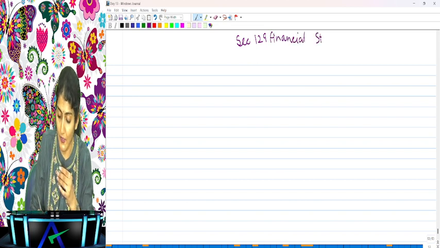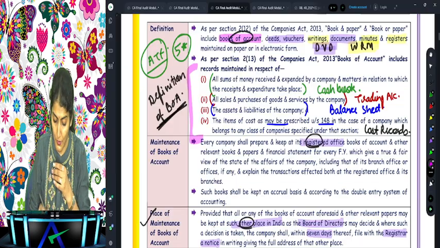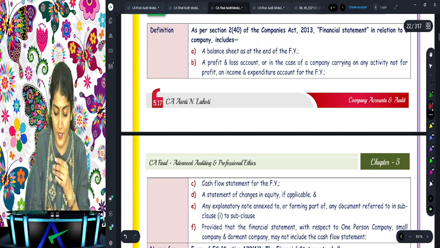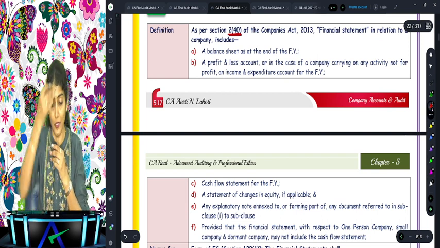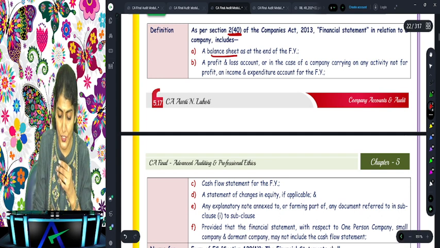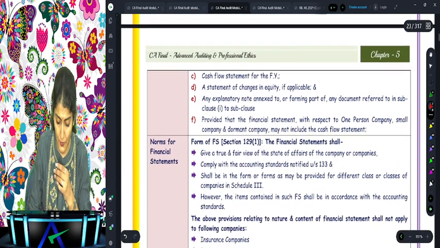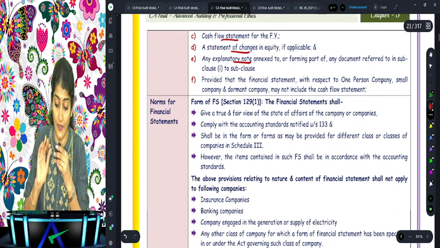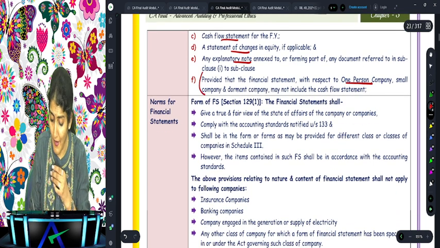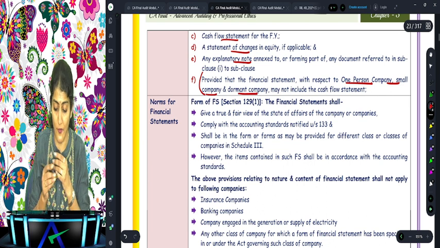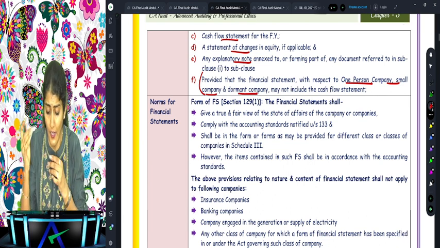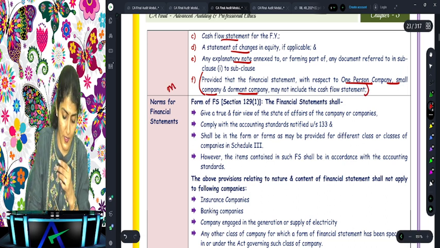Okay, and here first what happens, again they go to the definition section, and what do they define? What do you mean by financial statements? As per section 2 clause 40, financial statements means balance sheet, profit and loss, cash flow statement, statement of changes in equity, and any explanatory note. In case of the financial statements of the three best friends, which are the three best friends? One person company, small company, and the dormant company may not include the cash flow statement.